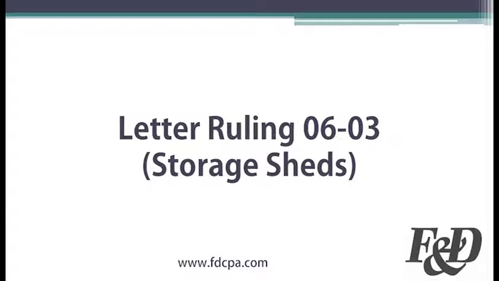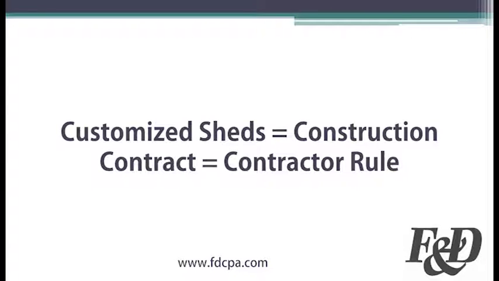We will start with letter ruling 06-03, which involves storage sheds. In this case, there was a taxpayer that constructed sheds, all customized to the client's specifics. The taxpayer would transport all necessary material and equipment to the job site, and the field labor and subcontractors would construct the sheds, including the installation of the doors, windows, roofing, and siding. The ruling from the Department of Revenue was that because of the custom nature of the shed, the contracts were considered to be for the construction, reconstruction, alteration, improvement, remodeling, or repair of real property. That contractor rule would apply.